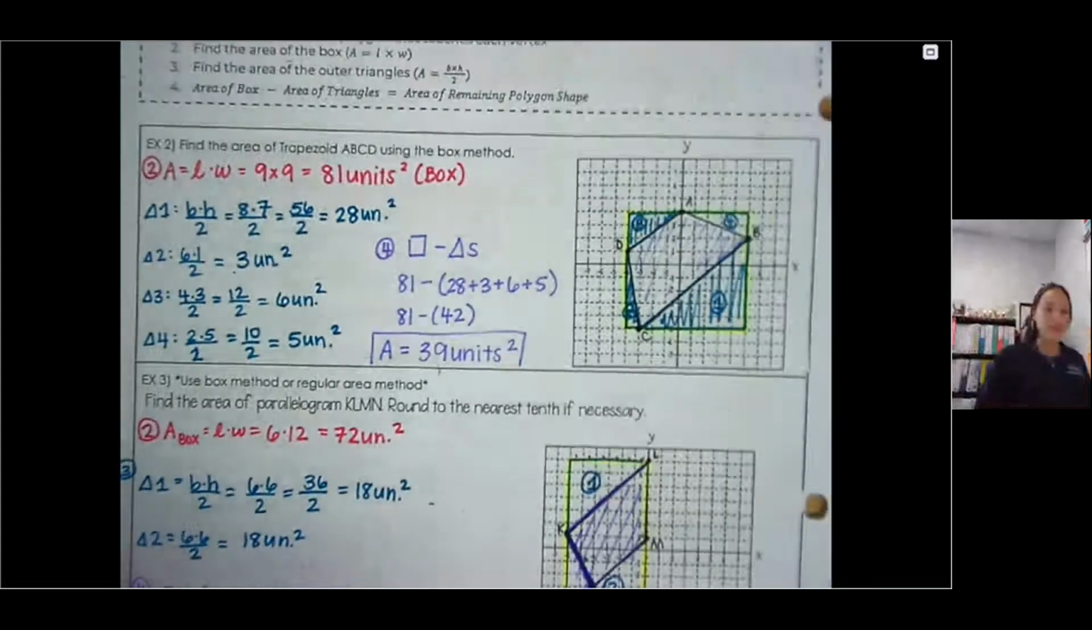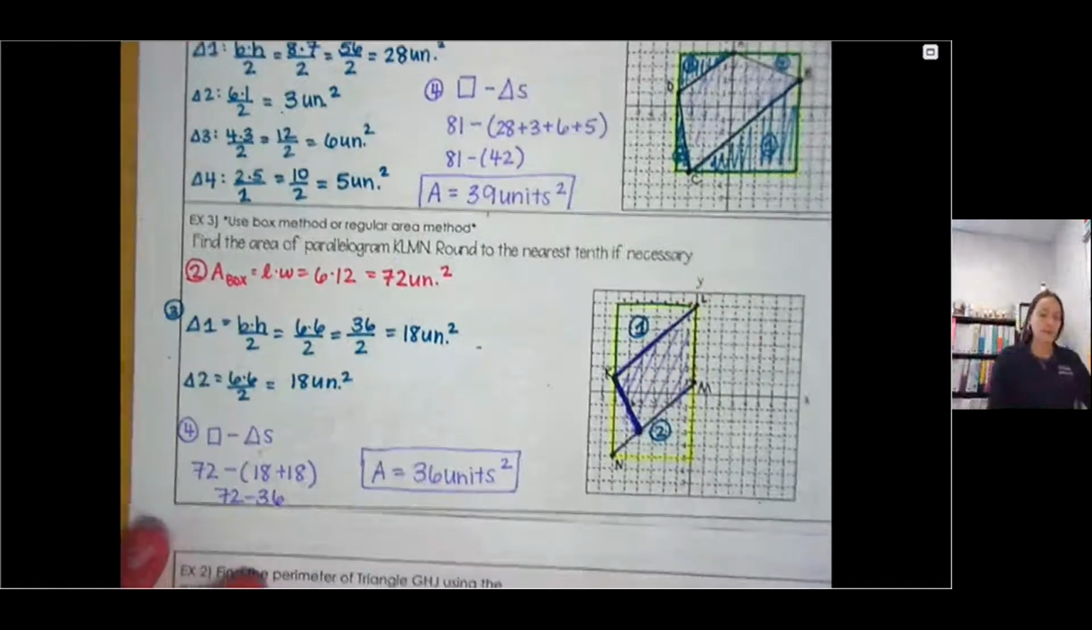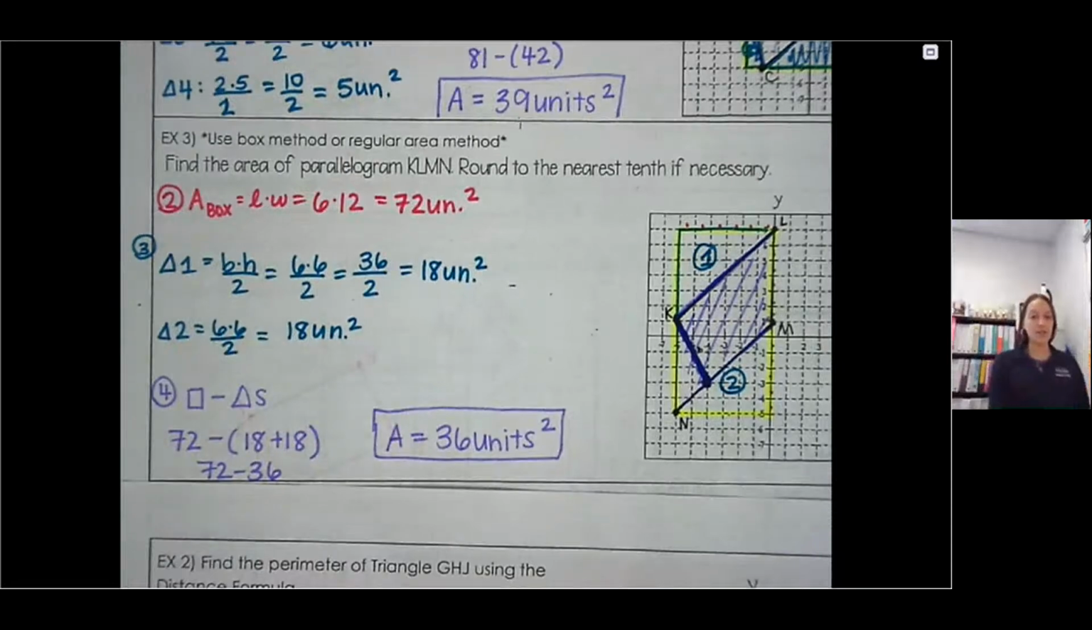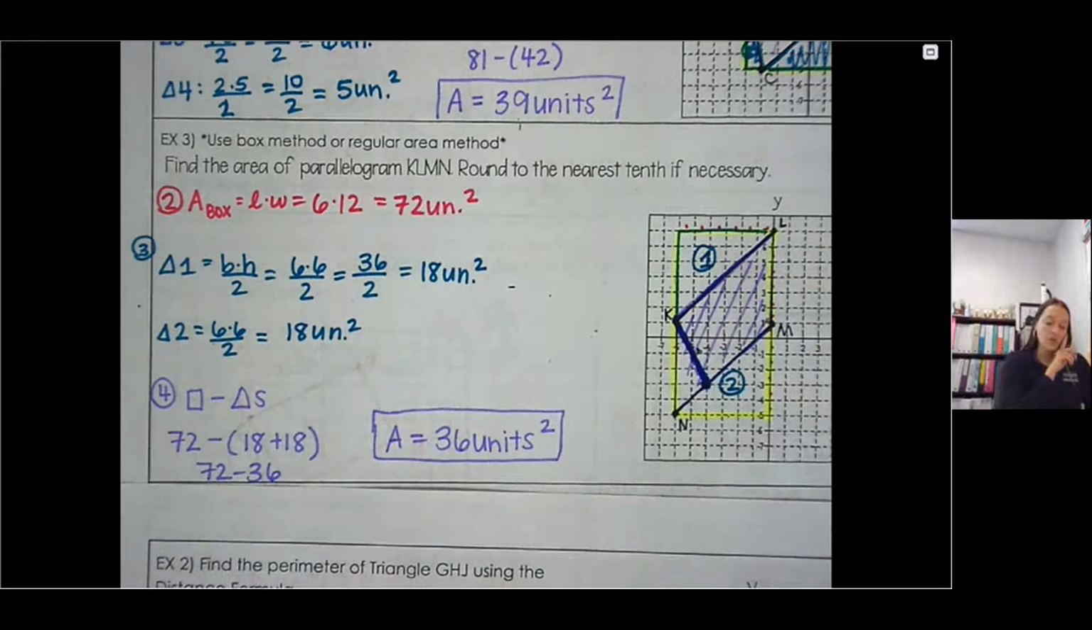So for example 3, I did the box method for this one just because it was easy peasy. So I found the area of my box to be 6 times 12, which was 72. And then I found the area of the two triangles that were left over, which just so happened to be the same because this is a parallelogram. So I took my square and I subtracted all the triangles from it, and I got a total of 36 units squared. And again, units squared because we're talking about area.